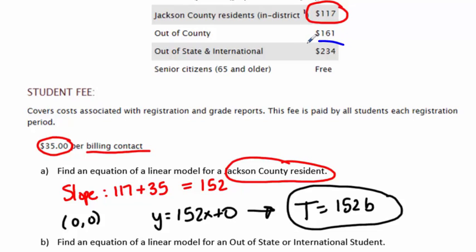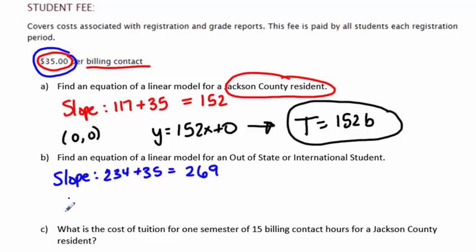Next, we'll find a linear equation for an out-of-state or international student. The out-of-state or international student is going to pay $234 per credit plus the $35 per credit. And they will also have 0, 0 as their y-intercept. So their equation would be t equals 269 b plus 0.